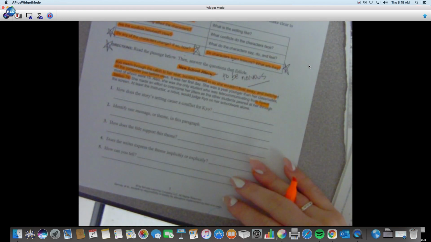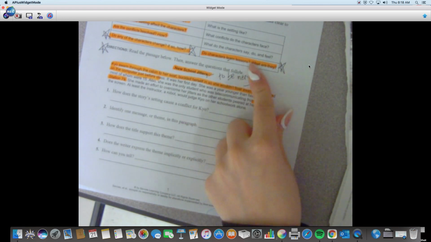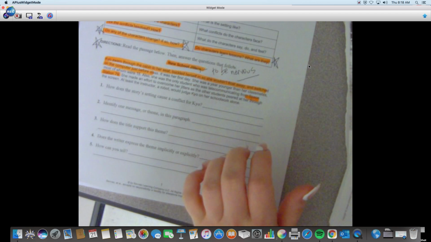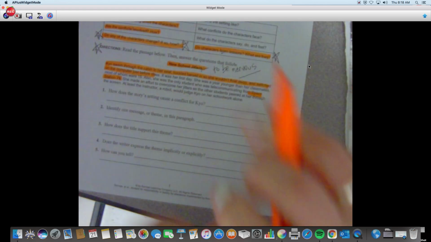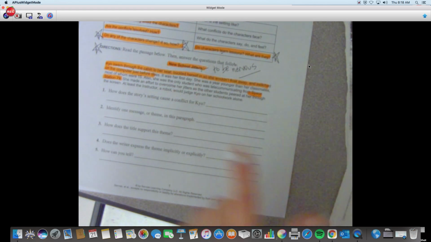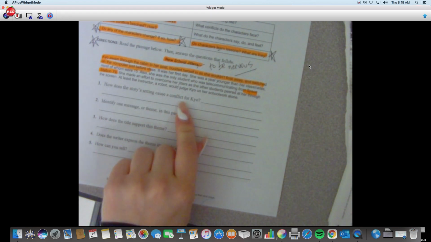The other things that we can ask ourselves, does the character learn any lessons yet? I would say not 100%, okay? If the story continued, maybe Kaya would learn a lesson, okay? But we have at least 2 questions that we answered so far, okay? So let's look at the actual questions it's asking us. How does the story setting cause a conflict for Kaya?